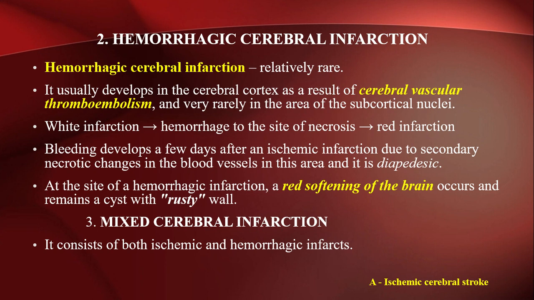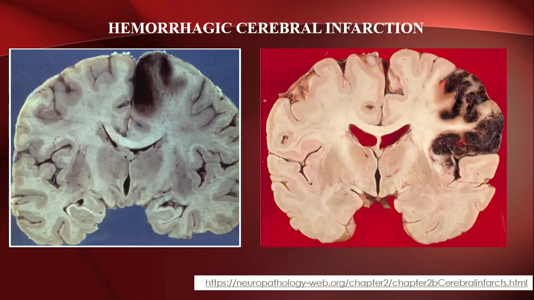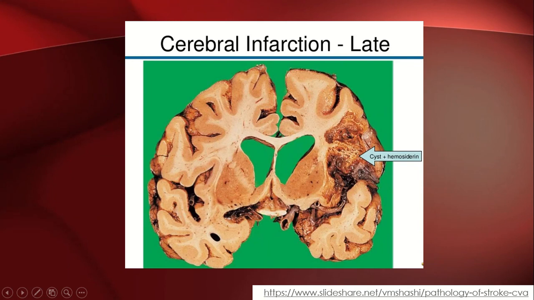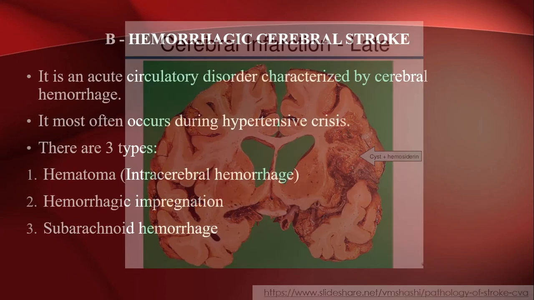The bleeding develops a few days after an ischemic infarction due to the secondary necrotic change in the blood vessels in the area. At the site of hemorrhagic infarction, a red softening of the brain occurs and a cyst with a rusty wall remains. The third type of ischemic cerebral stroke is mixed cerebral infarction. Here you see the gross view of the hemorrhagic infarction. Also the cyst formation, the same picture you see.